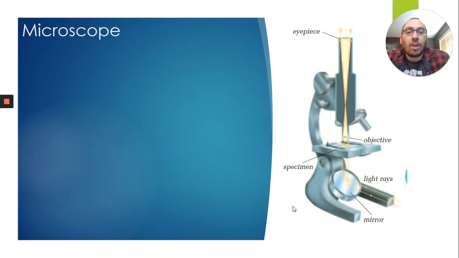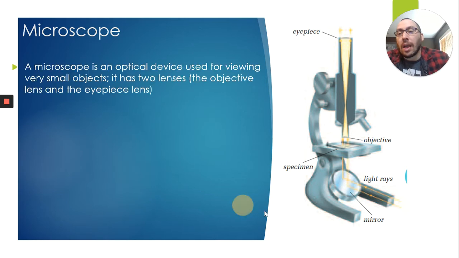We've gone over the microscope in topic 2, or unit 2, or unit B. So you guys should be experts with this, I hope. A microscope is an optical device used for viewing very, very small objects. And like you know, it uses two lenses, the objective lens and the eyepiece lens.